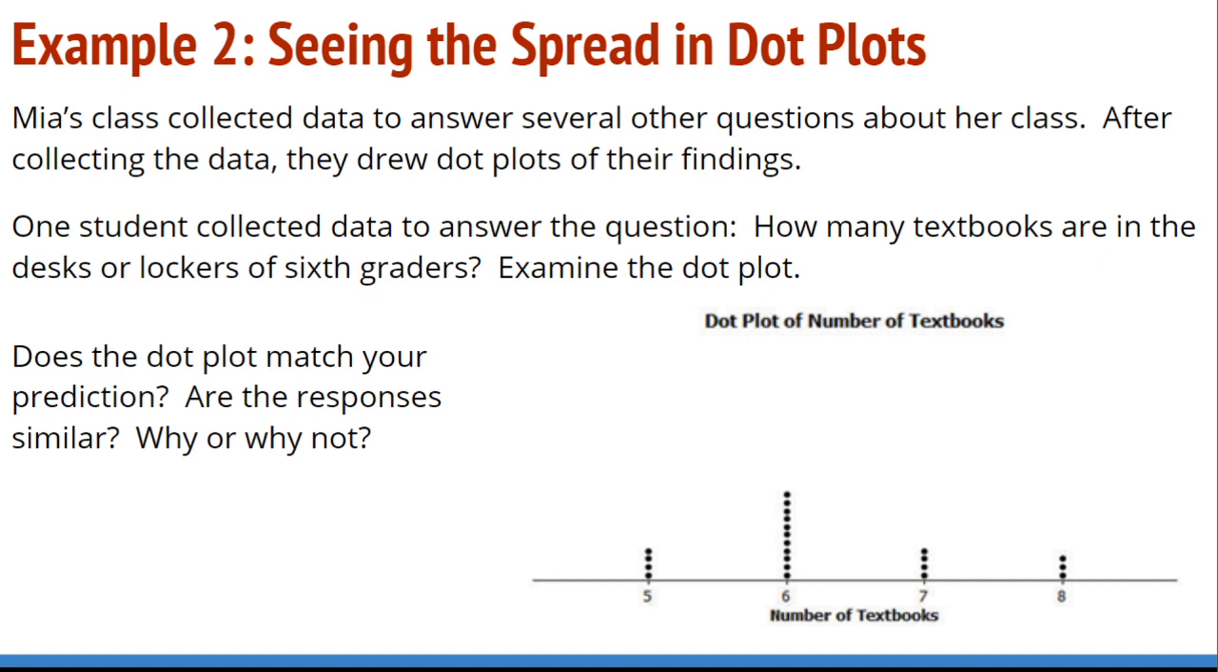Here is the dot plot. Does this dot plot match your thinking? Are the responses similar? Why or why not? So as we look at this, we see that we have this variability. We range between 5 and 8. Was that closer together than you thought it was going to be? Or was it way more spread out than you thought it would be? What are some reasons that you can think of for why the data looks the way that it looks?